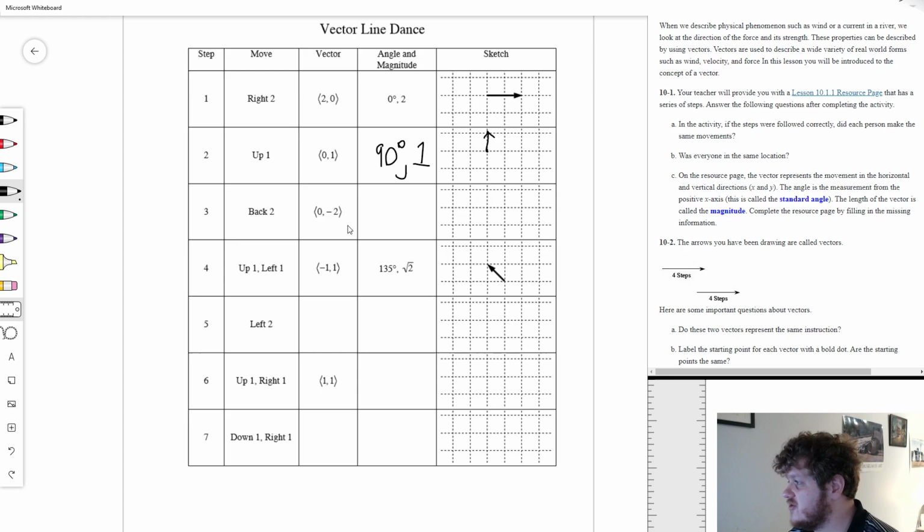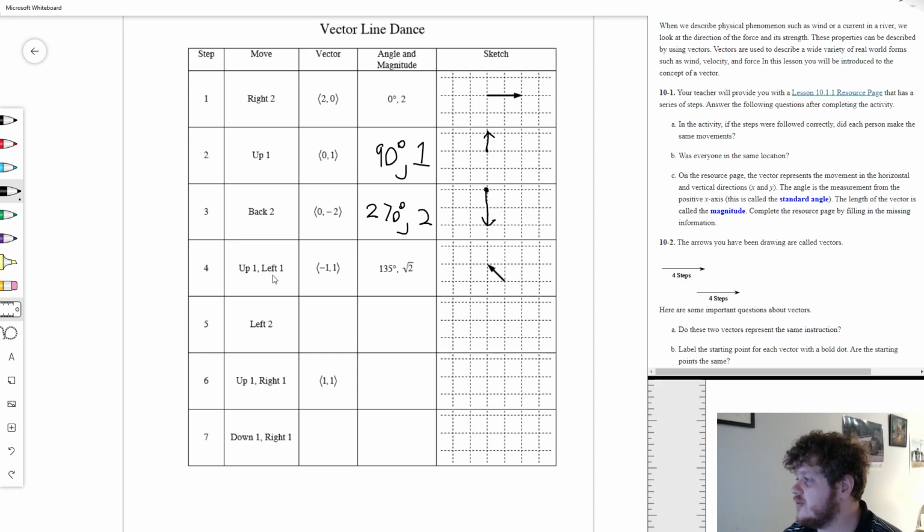Now, we're going to go back 2, so that would be down 2. Although to be perfectly honest, I don't know why they called it back 2 when it really should be down 2. So if we think about the angle here, there are a couple of choices. We could say negative 90 if we wanted to go backwards on it, or we could say 270 degrees. Our magnitude is 2 units, because we went back 2 units.